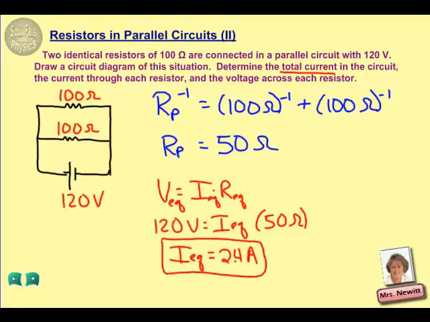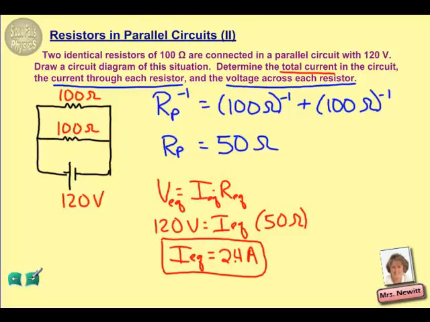Now at this point it asks for a couple of things about each resistor individually. We want to know the current through each resistor and the voltage across each resistor. We'll see later that in more complicated situations, there are ways to calculate these things. But in this case, since they have the same resistance, there are a couple of pretty easy patterns that we can use to determine these things really without any extra calculation. Let's start with the current through each resistor.